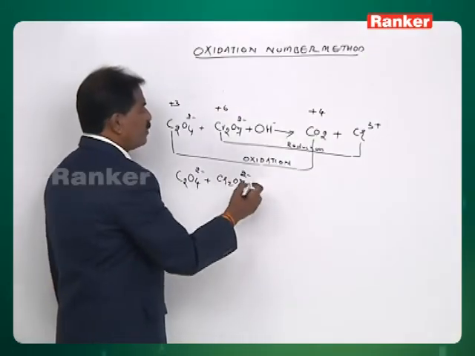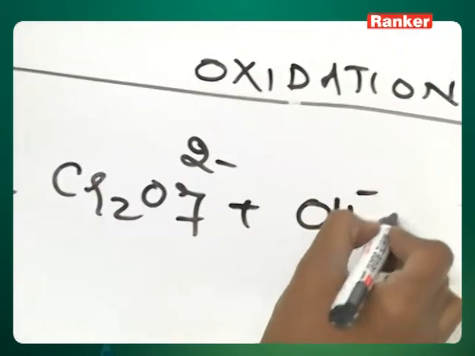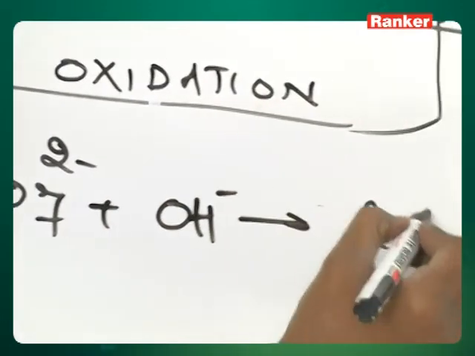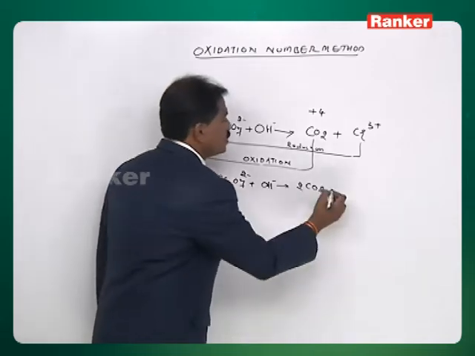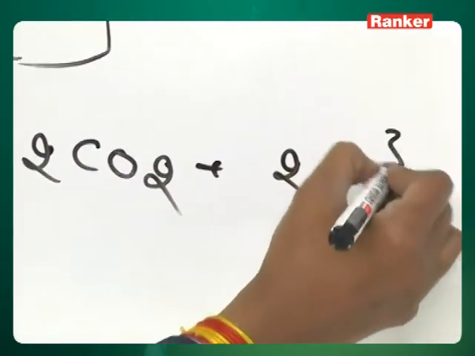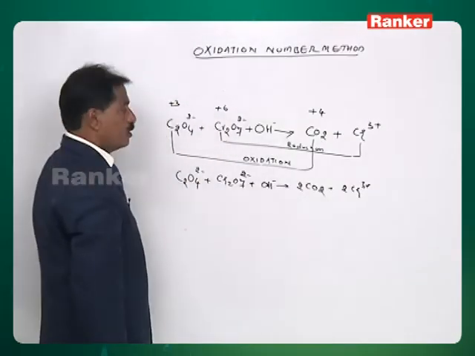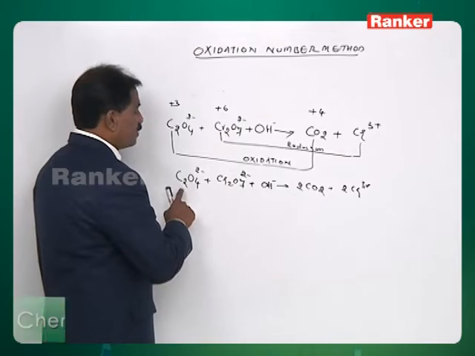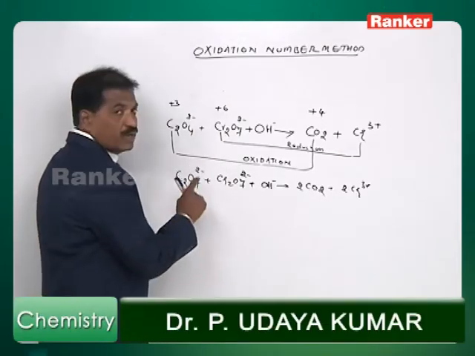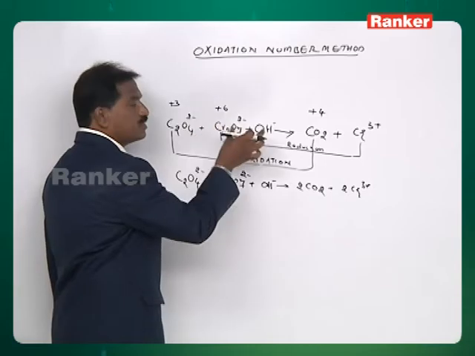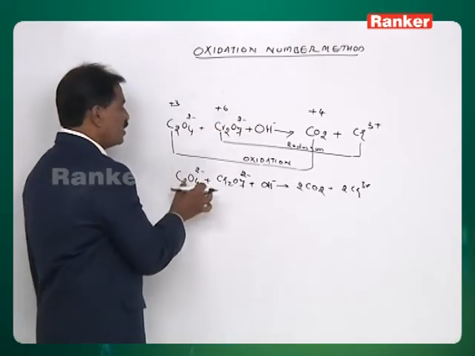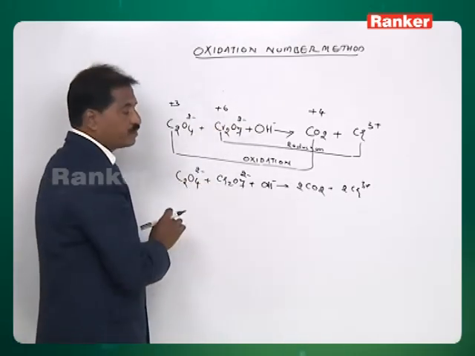Oxalate plus dichromate plus OH minus. Here put 2, it becomes 2CO2. Here Cr2O7, you put 2, it becomes 2Cr3+. So now the oxidation states of the carbon and chromium are changing, and their numbers are different from the reactant side to the product side. Therefore, first we have balanced the carbon and chromium atoms.